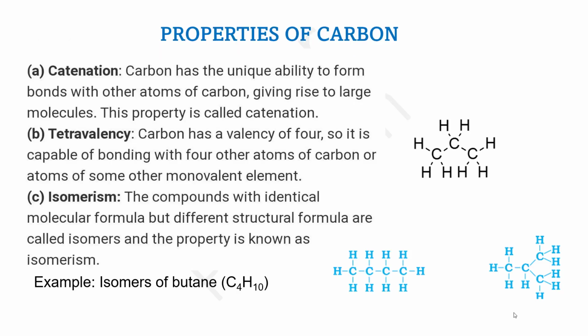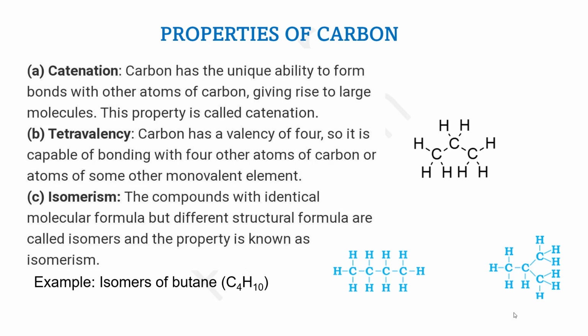Now there are three important properties of carbon. One is catenation, second is tetravalency, third is isomerism. Catenation means carbon has the unique ability to form bonds with other atoms of carbon. This will give rise to large molecules. This property is called catenation. Remember, the unique ability of the carbon to form bonds with other atoms of carbon is known as catenation.